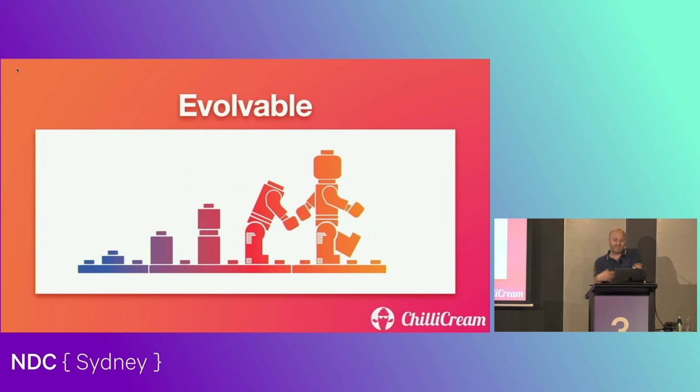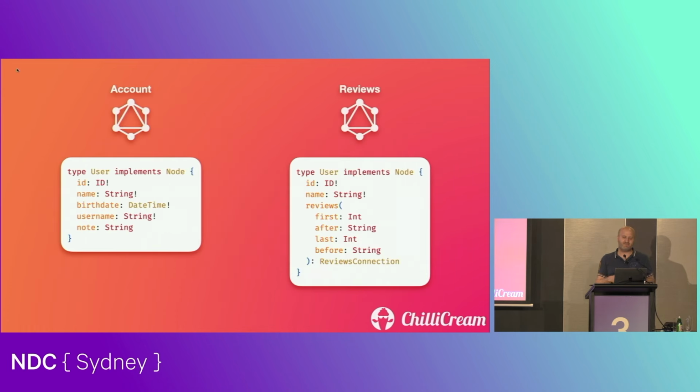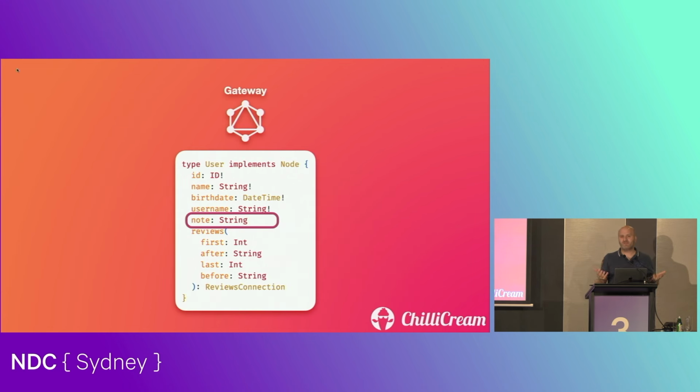This approach is evolvable, and what we mean with that is that it's evolvable by each team. So each team can evolve the schema in isolation. So the accounts team, for instance, can introduce a new field to their type without talking to the reviews team, right? They can just add that because it's in their domain. And then it will just merge. The moment they publish their source schema, the schema will merge and the new field will be available.